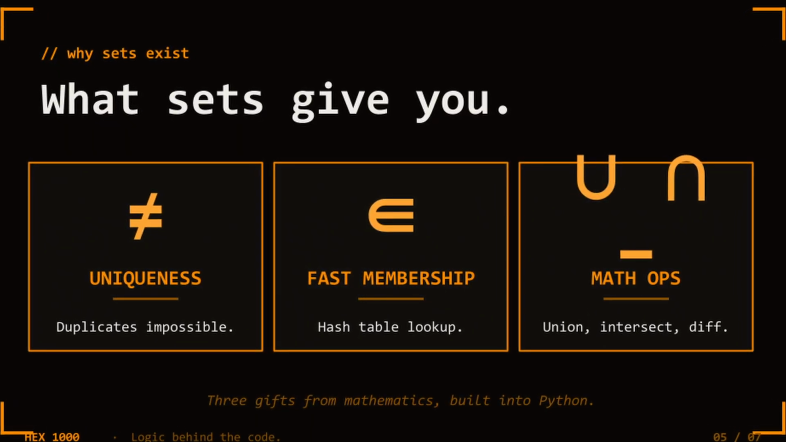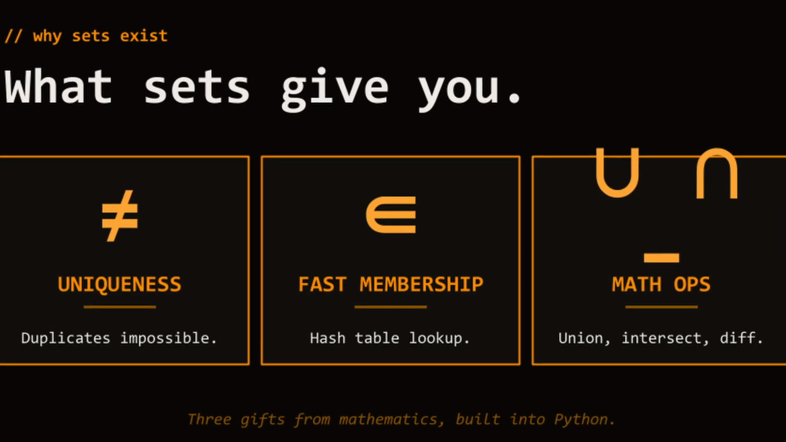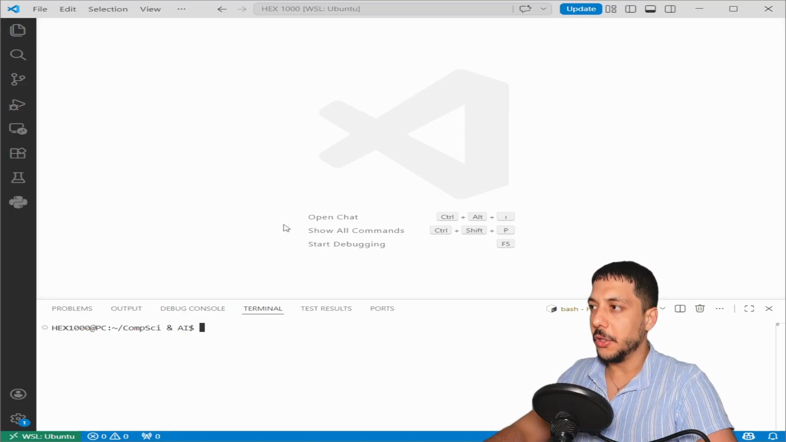3. Mathematical operations. Union, intersection, difference. Combining sets, comparing sets, finding what's in one but not the other. All of it built into the language as single operators. Let's go to the code. I'll show you the most useful trick with sets first.